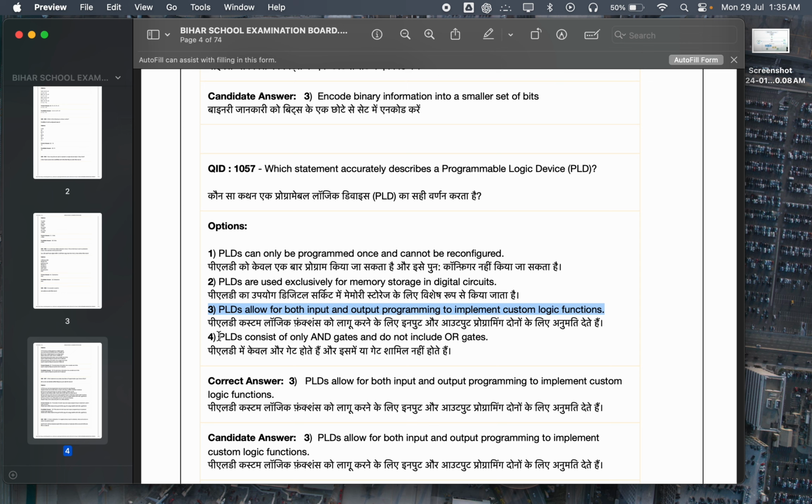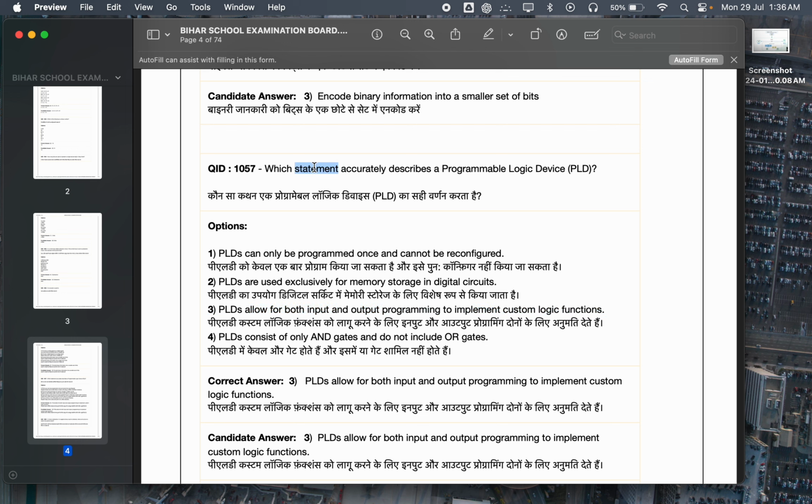And a PLD consists of only AND gates and does not include OR gates. Now this is wrong because we all know most of the gates are mostly made up of NAND gates, right? NAND or NOR gates, or basically universal gates. Because NAND and NOR gates are used to store data and all, right? So we can't just use AND gates to store the data.